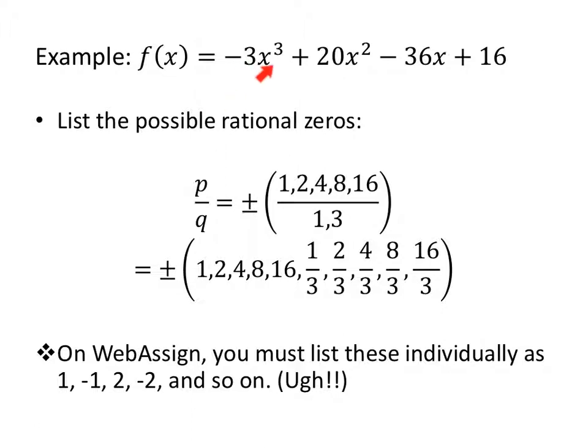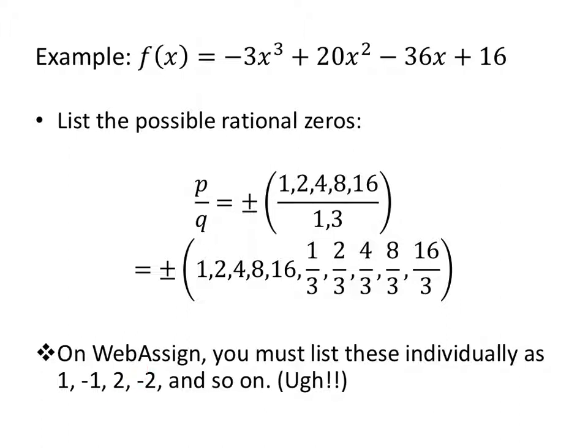If f of x is negative 3x cubed plus 20x squared minus 36x plus 16, the possible rational zeros: the numerator, factors of 16. The denominator is factors of 3, so that's 1 and 3. So I make all possible combinations. I'll do 1 over 1, 2 over 1, 4 over 1, 8 over 1, 16 over 1, and then 1 over 3, 2 over 3, 4 over 3, 8 over 3, and 16 over 3. And you can see I wrote it in the lazy man's method here with the plus or minus, all of that in front.